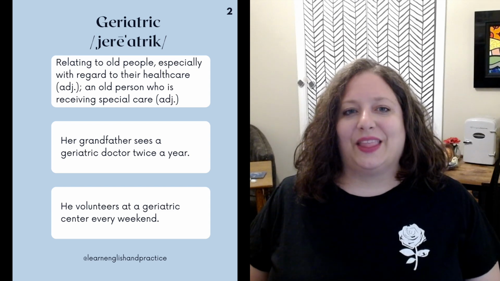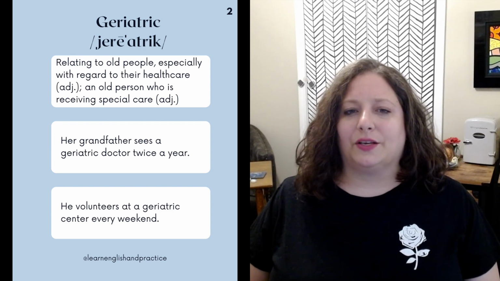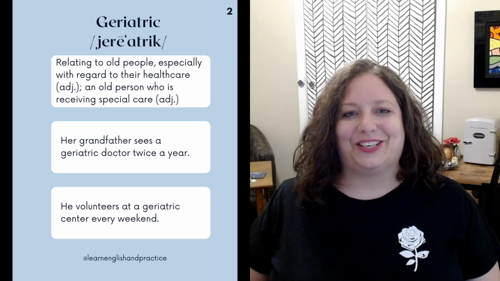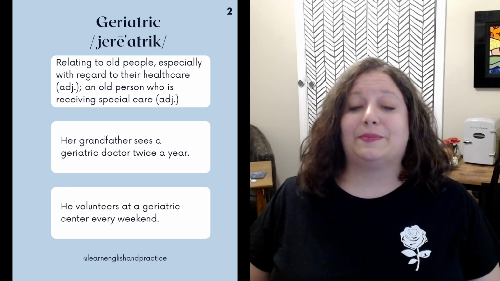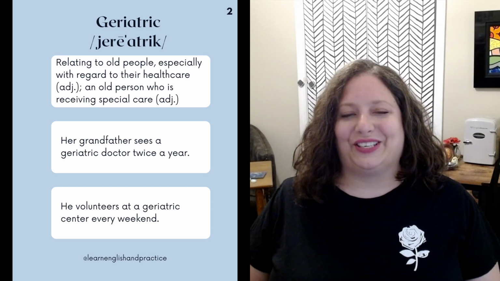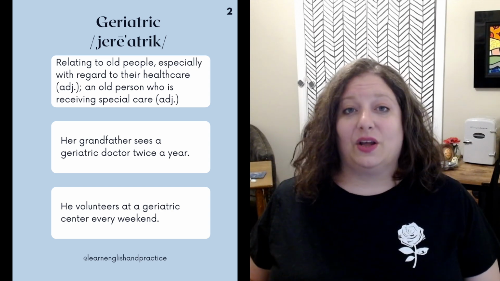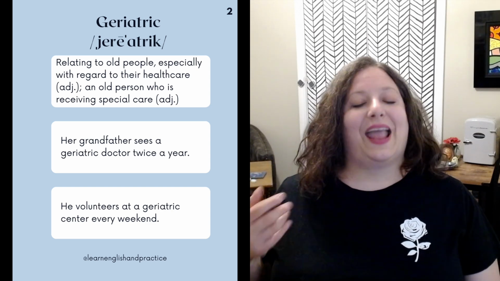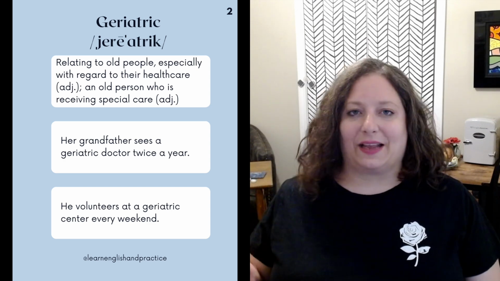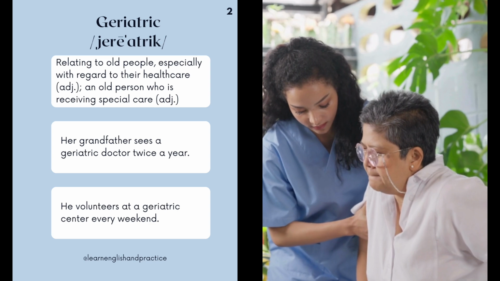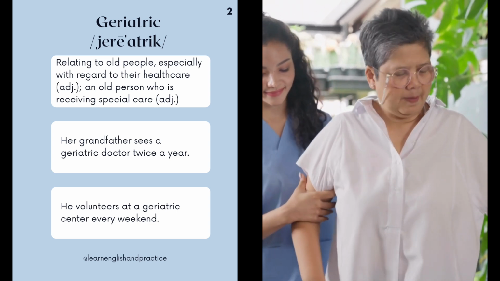Geriatric. This means relating to old people, especially with regard to their healthcare as an adjective. An old person who is receiving special care as an adjective. So this word geriatric tends to be associated with the elderly and with some sort of healthcare or care setting. So at nursing homes, geriatric care is provided to the residents.